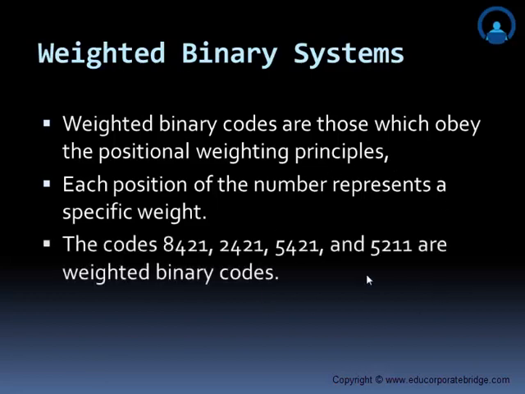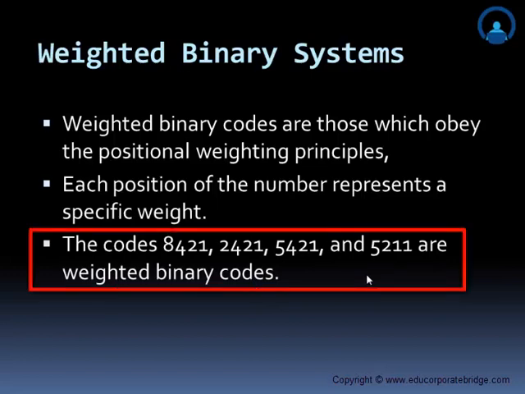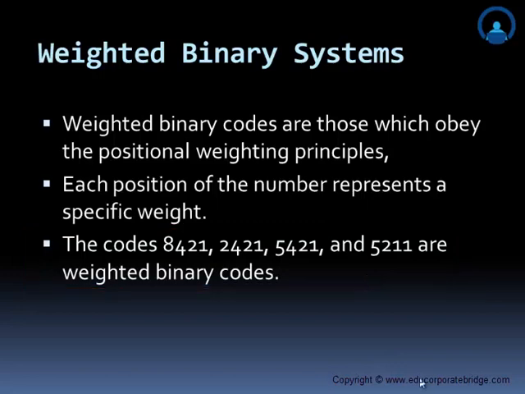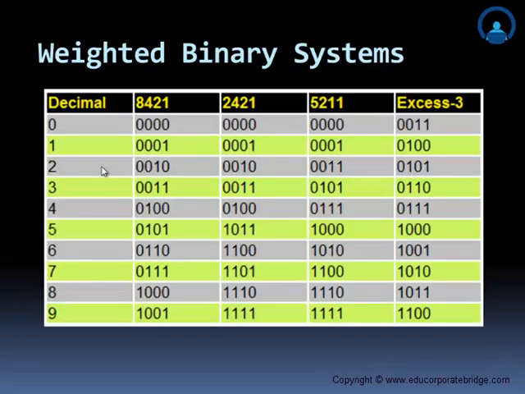Now, there are different types of weighted binary systems, which can be classified as 8-4-2-1, 2-4-2-1, 5-4-2-1, 5-2-1, and so on. So these are the types of weighted binary codes, and let's check out the representation of these codes, their equivalent binary codes and their counterparts. As we can see, in 8-4-2-1, 1 is 2 raised to 0, 2 is 2 raised to 1, 4 is 2 raised to 2, and 8 is 2 raised to 3. That is the reason the weighted binary system represents digits from 0 to 9, and we can check out their equivalents.